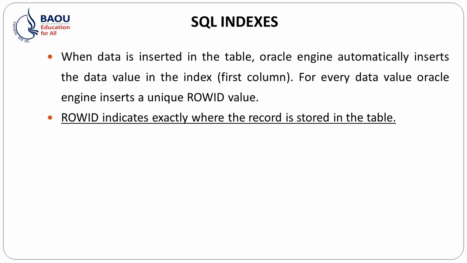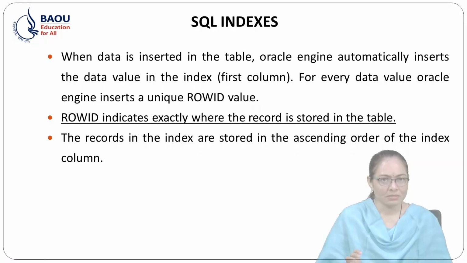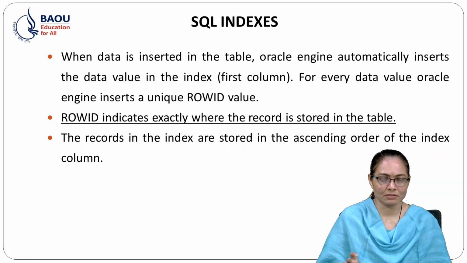The row ID column is automatically generated when we create the index on the table. The records in the index are stored in ascending order of the index column. The Oracle engine uses the index for a search if the index is created on the column which is used in a where clause. You can retrieve each row's address using the reserved word ROWID as a column name.